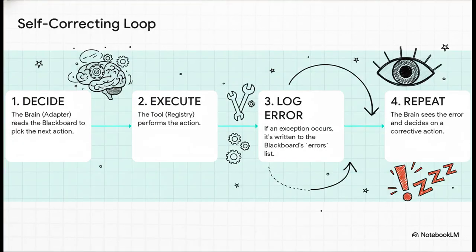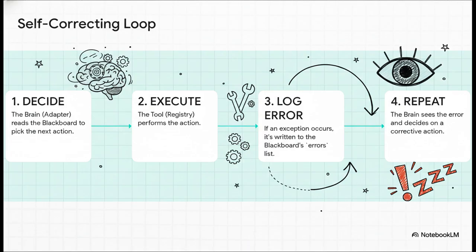Let's break down this cognitive cycle. Step 1, decide. The LLM adapter, our brain, reads the entire agent state object to figure out what to do next. Step 2, execute. The chosen action is dispatched using our tool registry. Now here is the absolute most important part. Step 3, log error. If the tool fails, maybe an API times out or there's a math error, the exception is caught. It does not crash the program.